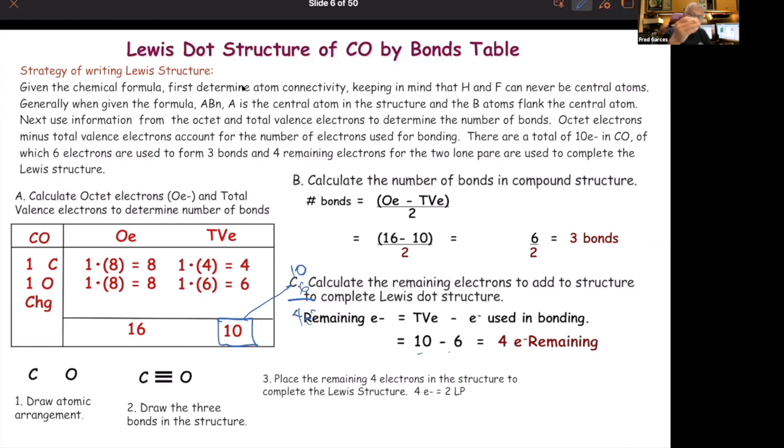So if you take 4 and divide by 2, because a lone pair is 2 electrons, you'll see that we have 2 lone pairs for this guy, and we do that by completing the octet. 2 on that oxygen, 2 on that carbon. Now we have 8 on carbon and 8 on oxygen, obeys the octet rule, and we account for all 10 electrons. That's the magic of the bond table, okay?